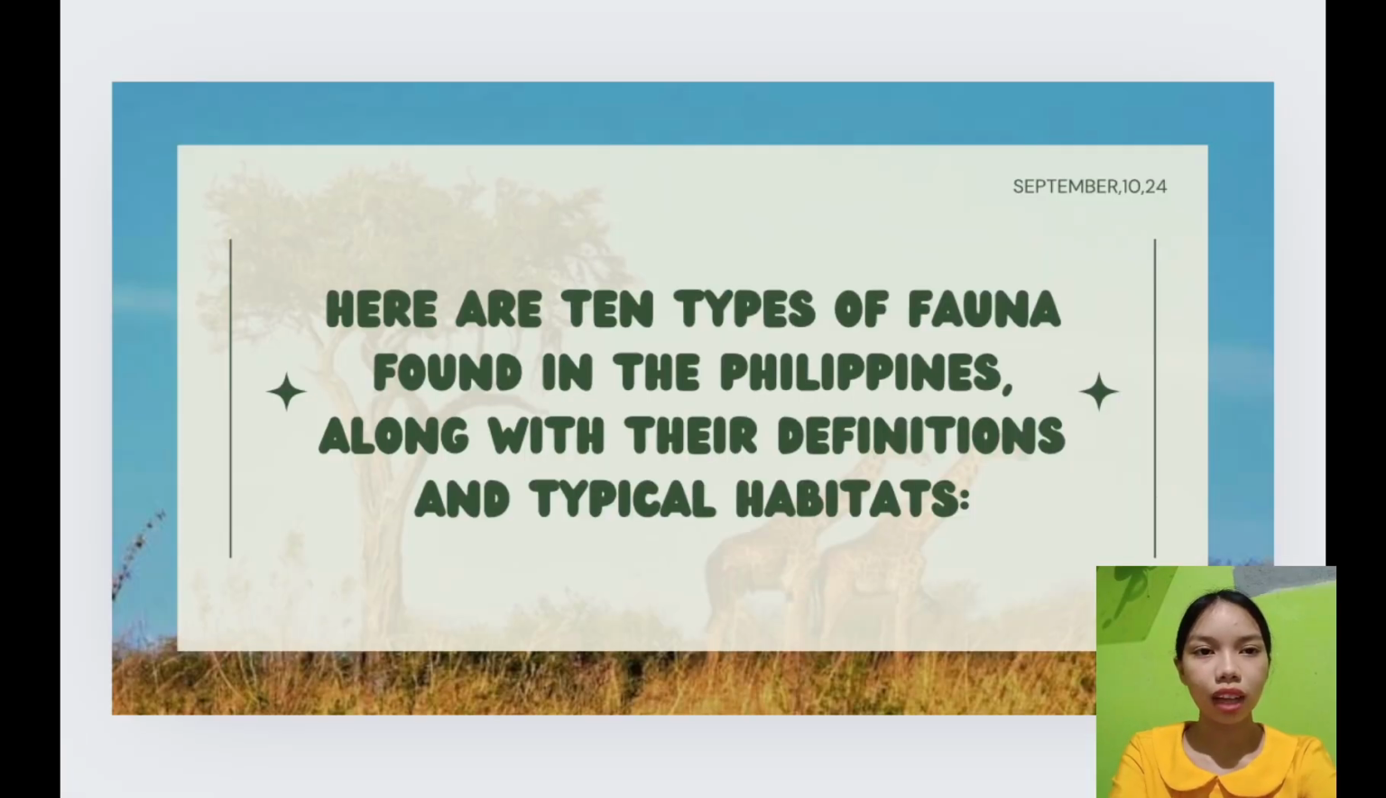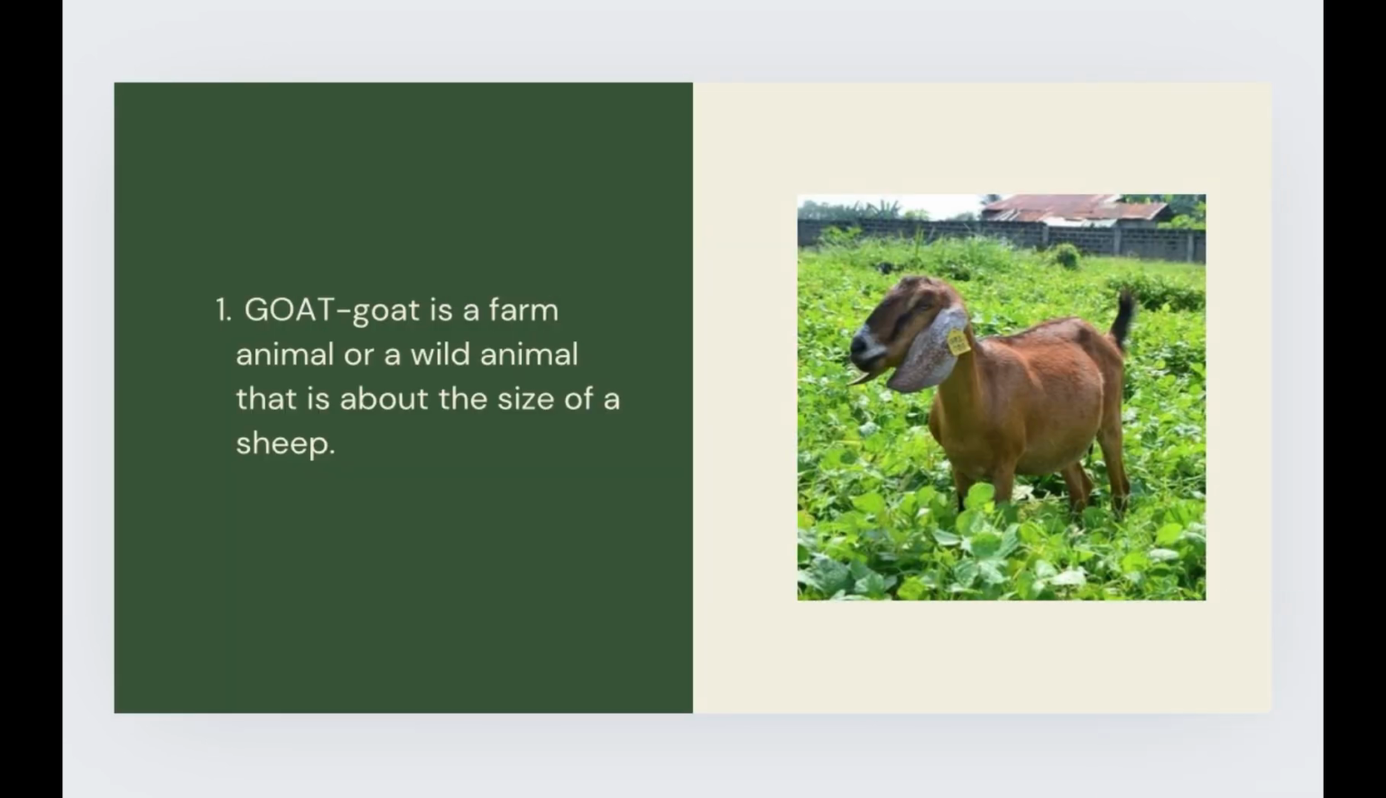Fauna is all the animal life present in a particular region or time. These are 10 examples of fauna. First is goat. Goat is a farm animal or a wild animal that is about the size of a sheep. They are also adapted to many different habitats like savanna, desert, and mountain ranges.